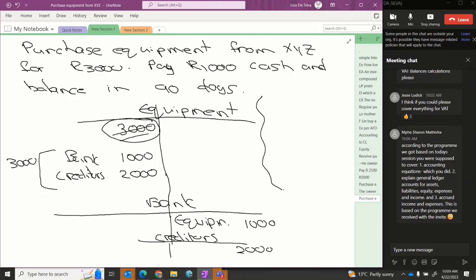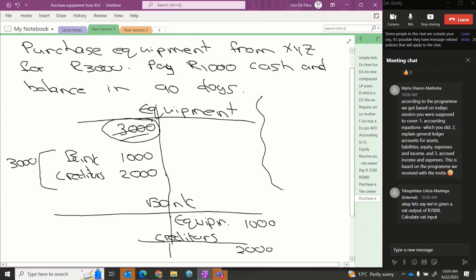The VAT, as I say, I'll do next time. I just want you to understand this and the accrued, and if you have a mistake on your trial balance, how to change your trial balance to correct it. But let's say there's no VAT included yet. I just want you to understand all of this.